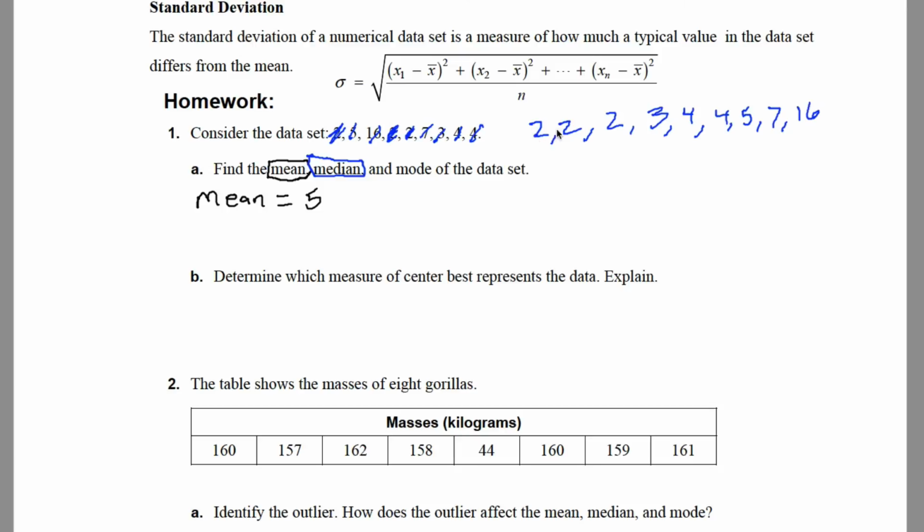And what do we have? We have 1, 2, 3, 4, 5, 6, 7, 8, 9. So what's my middle number? If I go in 4 here and 4 here, that leaves me with just one number right in the middle here. My middle number is 4. So my median is 4.